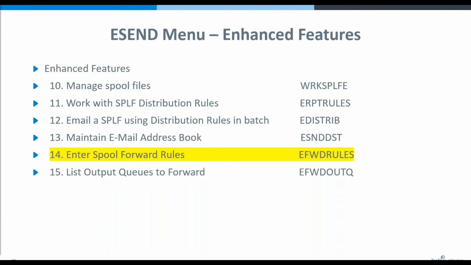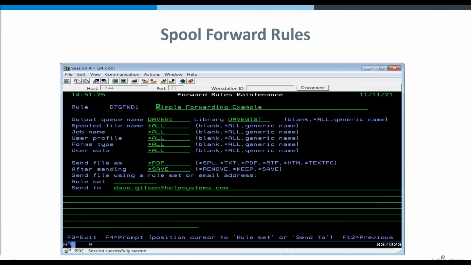Okay, and back to the menu, there's just one other feature I want to show you here, and this is the spool forwarding rules. This is an ability in ESEND where you can specify particular output queues that you want ESEND to monitor. As soon as a spool file enters that output queue, you can tell it to do something with that spool file. Let's look at a simple example here. I have an output queue called DAVEG1 that I've told ESEND to monitor. Below that are all the different criteria you can use to qualify whether that spool file is one you want to work with.